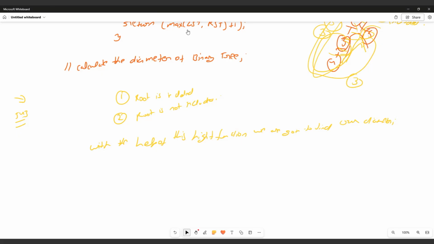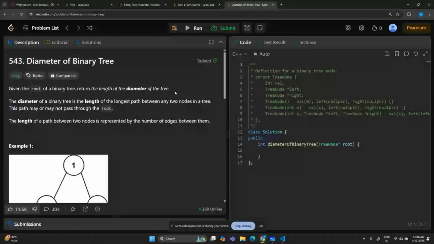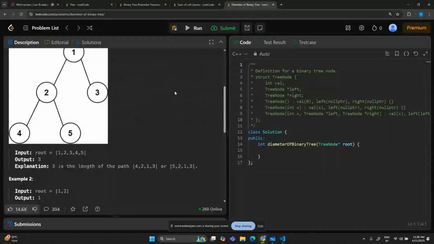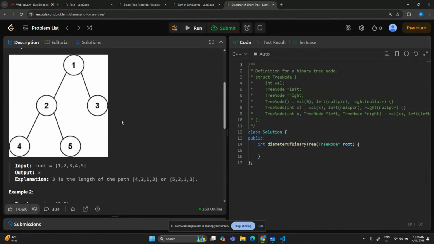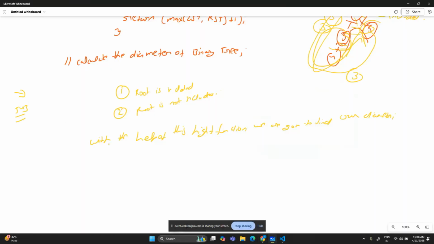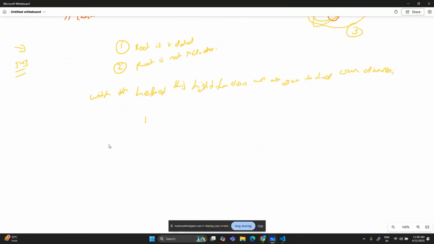And let's try to solve that only. We have to find the diameter of a binary tree. There are certain examples given to us, 1, 2, 3, 4, 5.